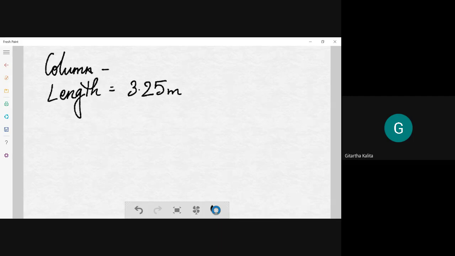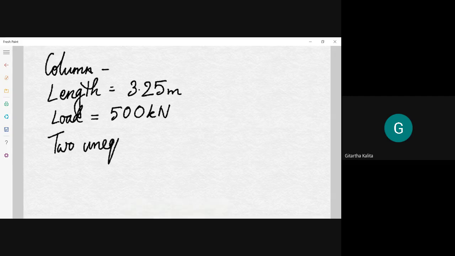Then load is given, 500 kilonewton. And it is said that the column is comprising of two unequal angles. Okay, I will show it to you anyway, don't worry. Two unequal angles. The column comprises of two unequal angles.